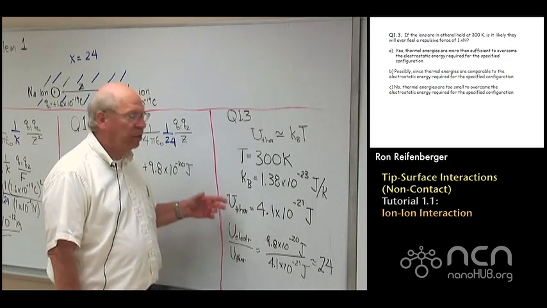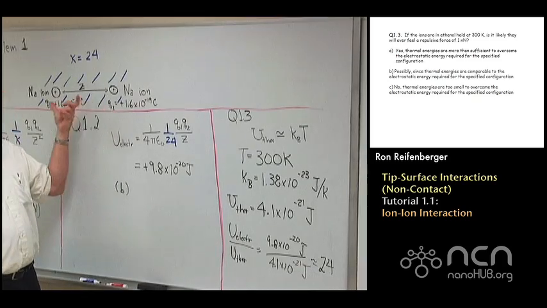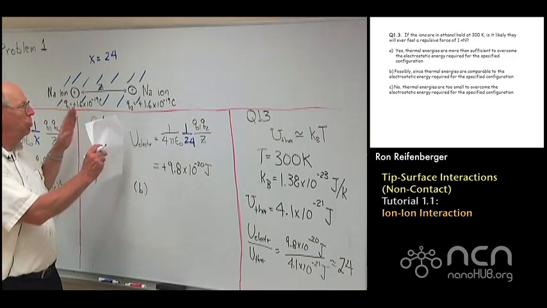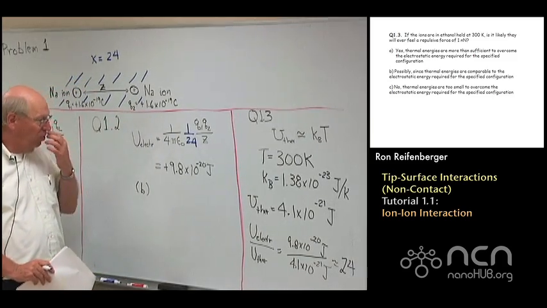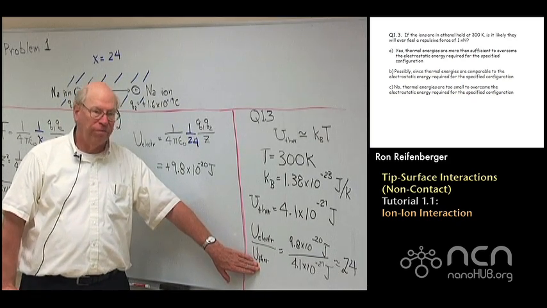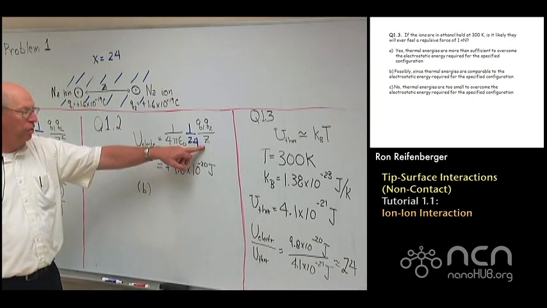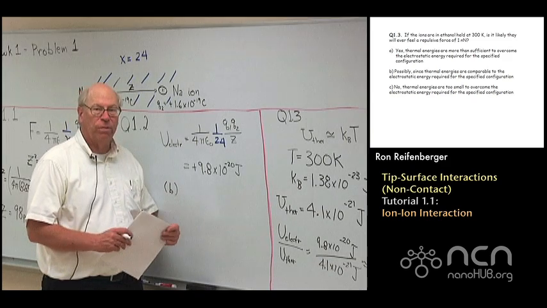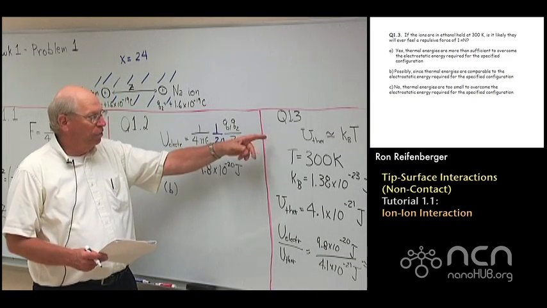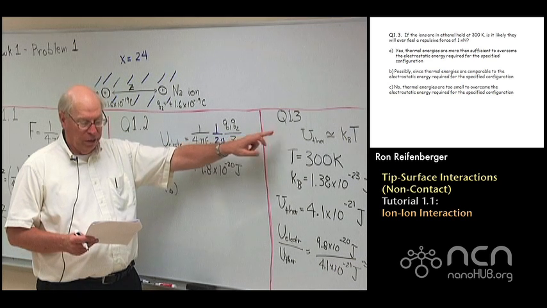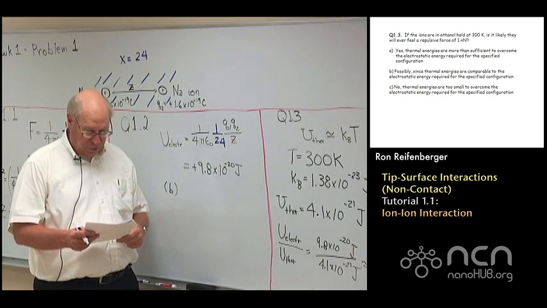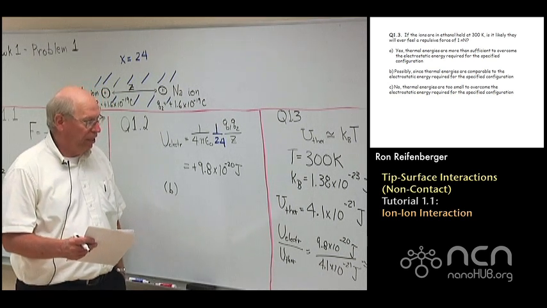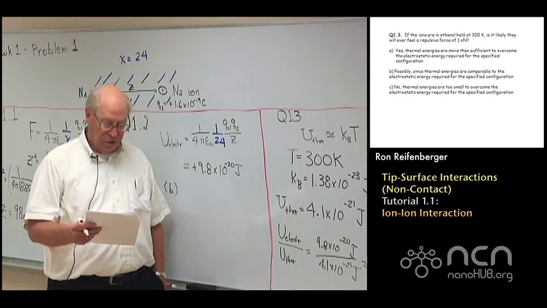It gives you an indication that when these two charges are this close together, the electrostatics is going to win over the thermal energies. As the separation between the two charges increases, of course, this thermal energy will remain fixed. The electrostatic potential energy will decrease as 1 over z, and eventually electrostatics and thermal energies will become comparable with respect to one another. So the correct answer for the third part of question 1 is going to be C. The thermal energies are too small to overcome the electrostatic energy required for the specified configuration. So that's the solution for problem 1.